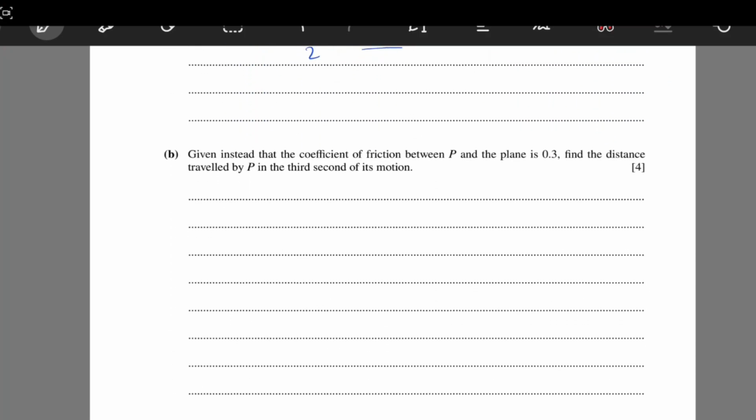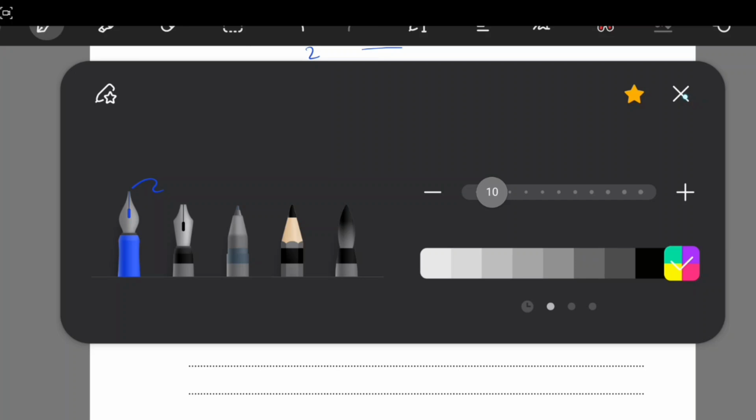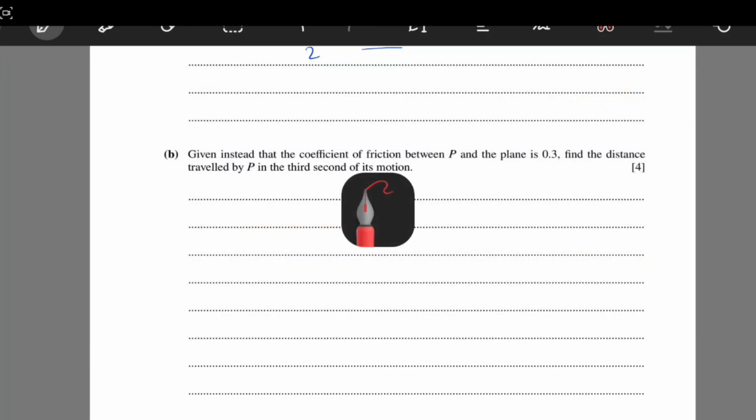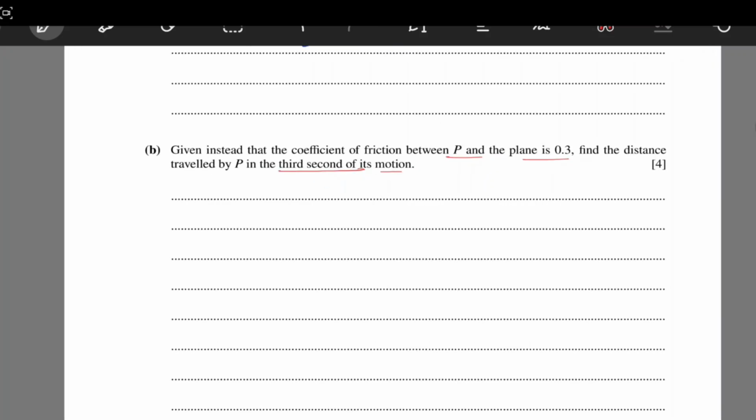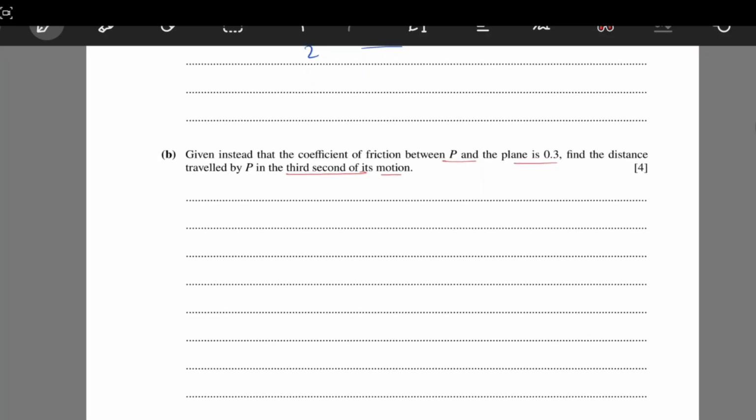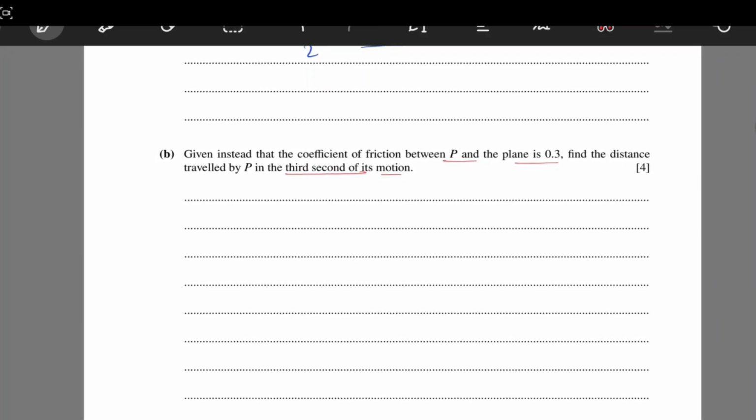Moving on, given instead that the coefficient of friction between P and the plane is 0.3. Now they're giving us the coefficient. Find the distance traveled by P in the third second of its motion. We need to understand what they mean by the third second. Third second means from, let's say, t equals 2 to t equals 3. This time period, between 2 and 3, is the third second.